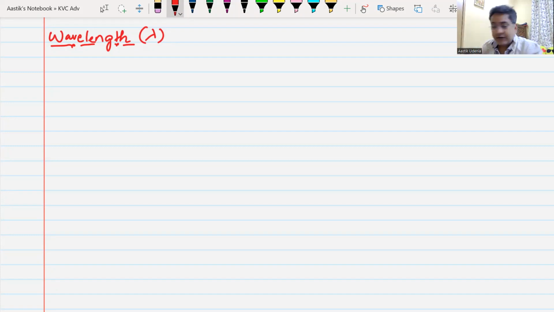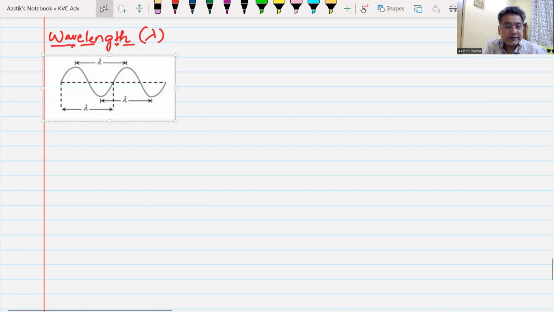Wavelength. What do you mean by wavelength of a wave? The distance between two successive crests or troughs. The distance between two successive crests or troughs. And what about a longitudinal wave? There are no crests and troughs in a longitudinal wave. Between two compressions, the middle point of compression. Not only that, rarefaction also, sir.